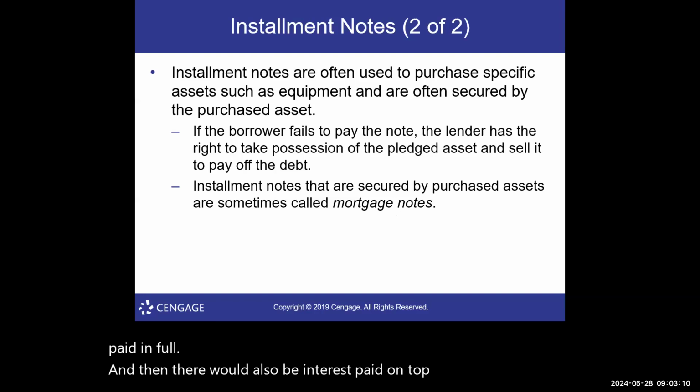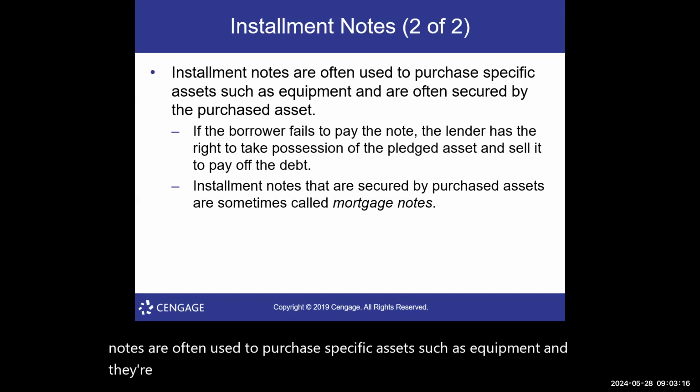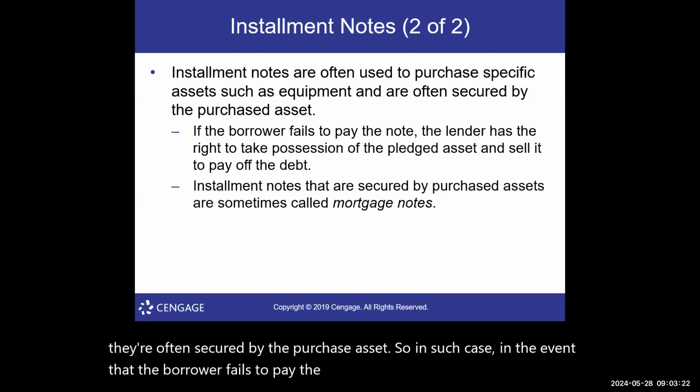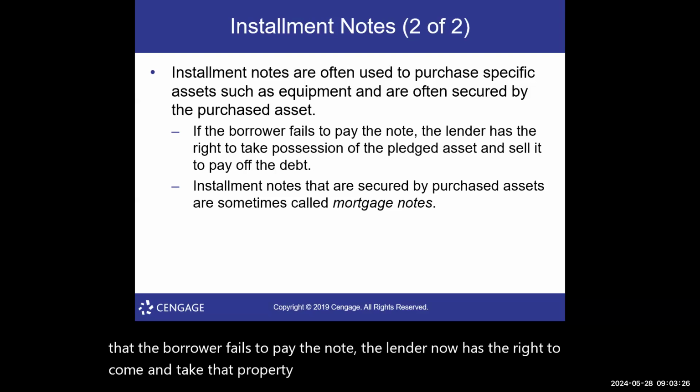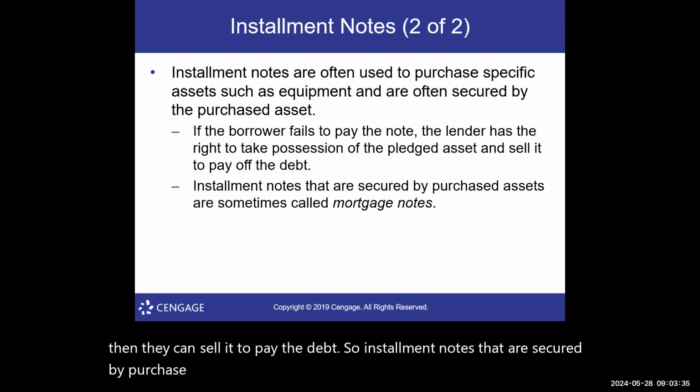Installment notes are often used to purchase specific assets such as equipment, and they're often secured by the purchased asset. In the event that the borrower fails to pay the note, the lender has the right to take possession of the pledged asset and sell it to pay the debt. Installment notes that are secured by purchased assets are sometimes called mortgage notes.